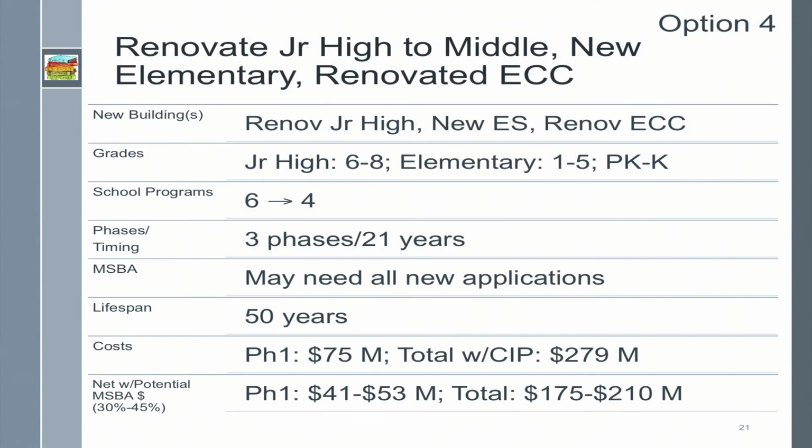The lifespan of the new and renovated buildings in this option is 50 years, and we estimate that Phase 1 would cost about $75 million, and the total costs with the remaining capital improvements would be about $279 million. With MSBA reimbursement, we expect Phase 1 to cost $41 to $53 million, and the total cost to be $175 to $210 million.